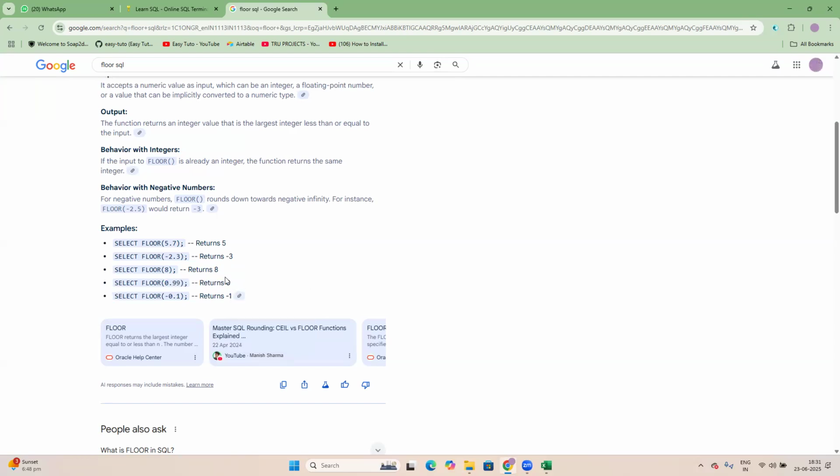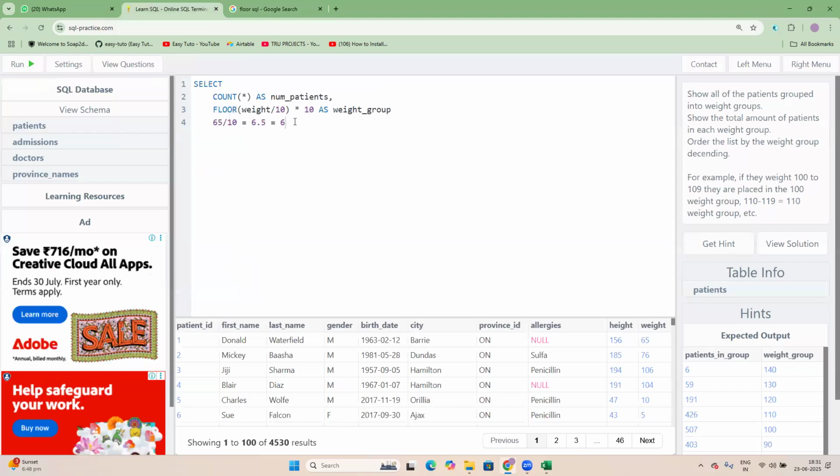So to better understand this, for positive numbers what it will do is just take off the decimal part and leave only the whole number. So we get 6 here. Now into 10 will give us 60. Understood? So a person who weighs 65 lbs falls in the weight group of 60.